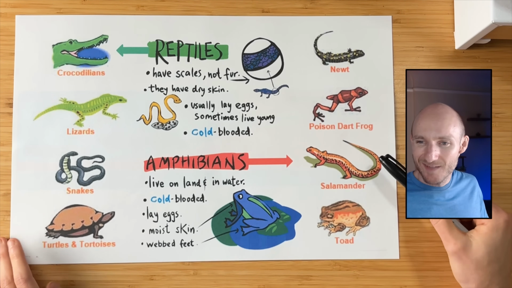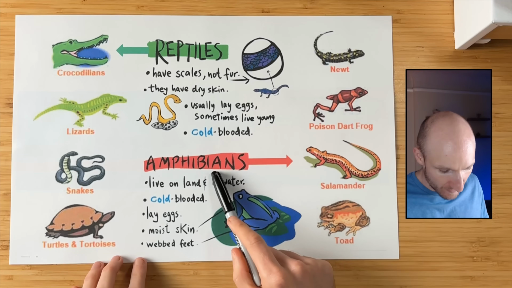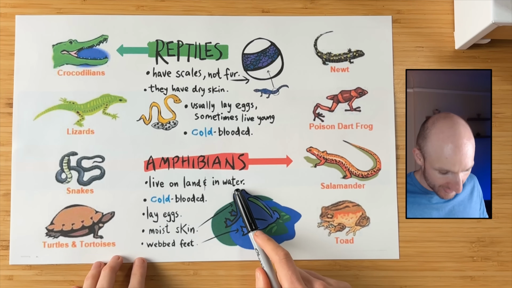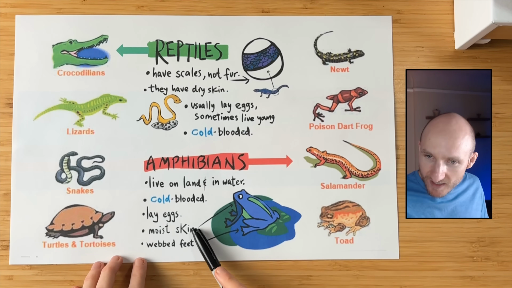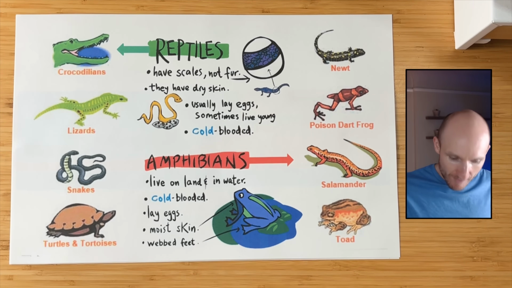They can go onto land, but they kind of love water. And so, amphibians, they live on land and in water. They lay eggs, they have moist skin, they have webbed feet. And so they're not built for the land.